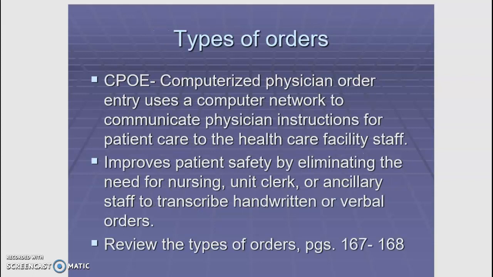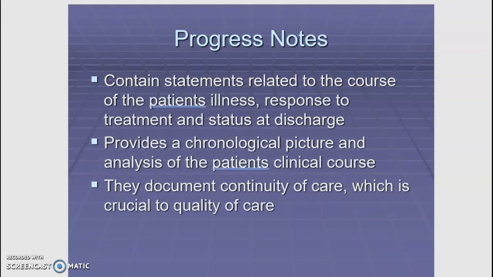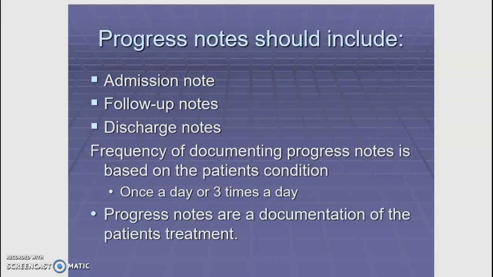And then we get into different types of orders. You're going to have computerized ones. Make sure you review the types of orders in your textbook. Again, the page numbers may be off. We also go to progress notes. These are statements related to the course of the patient's illness and response to treatment status. They provide a chronological picture and analysis of the patient's course. They document continuity of care, which is very crucial to the quality of care.